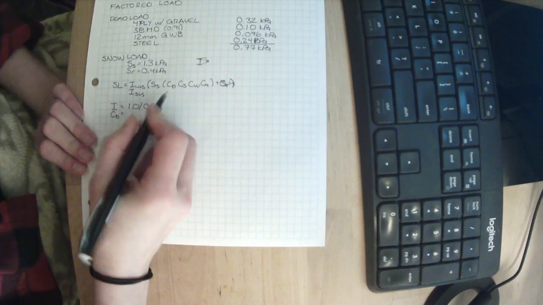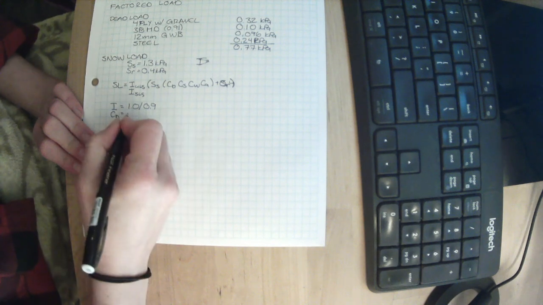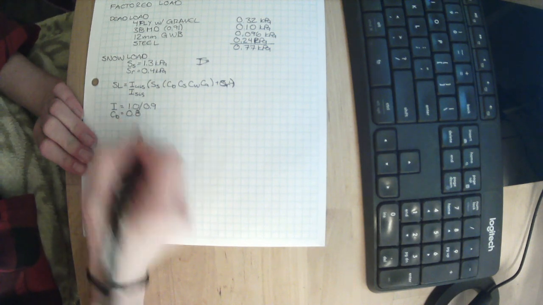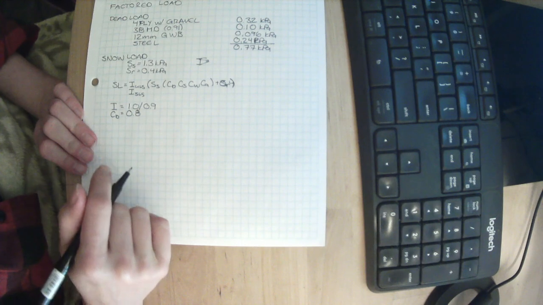SS, we know. CB is the ground snow load factor, which I've told you we're going to use 0.8. Just don't worry about it. We're going to use 0.8.